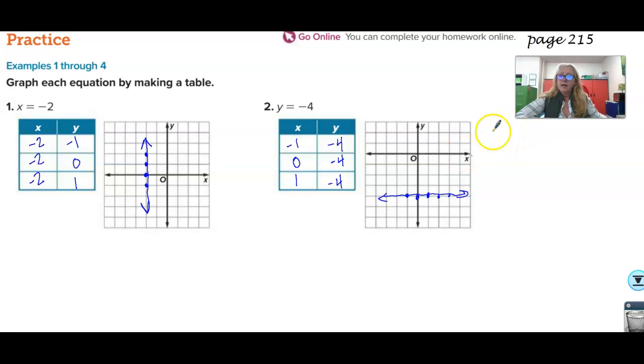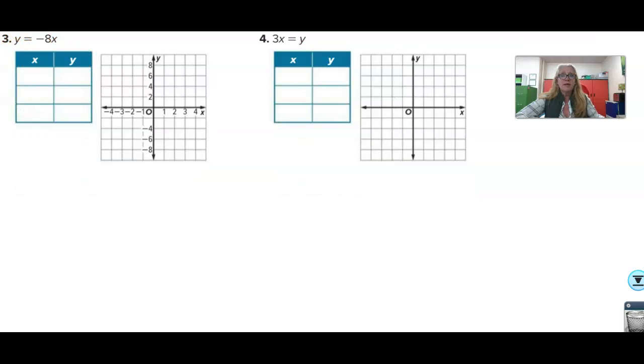All right, so if you only have one letter in your equation, you're going to have a horizontal or vertical line. Now we have two variables. When you're allowed to pick values for x, I always go -1, 0, and 1, as long as there's no fraction involved. That seems to be the easiest way to do it. So if we put -1 in for x, we would go -8 times -1, which would be +8. Put a 0 in for x, and -8 times 0 is 0. Put a 1 in for x, and -8 times 1 is -8.